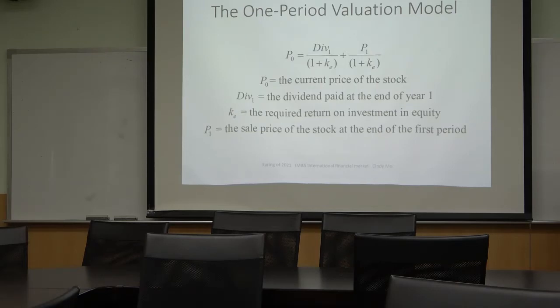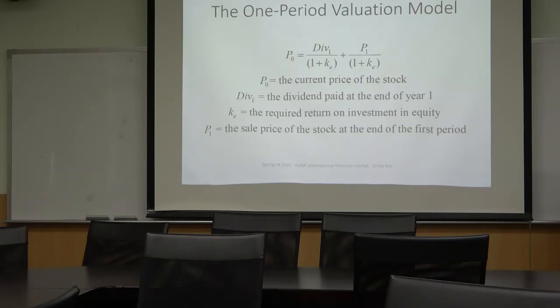However, either the dividends or the sale price of the stock, they are future cash flows, and we need to discount them to compute the current price of the stock. So we use the rate of return KE. KE represents the required return on investment in equity. So this is a 1 period valuation model.